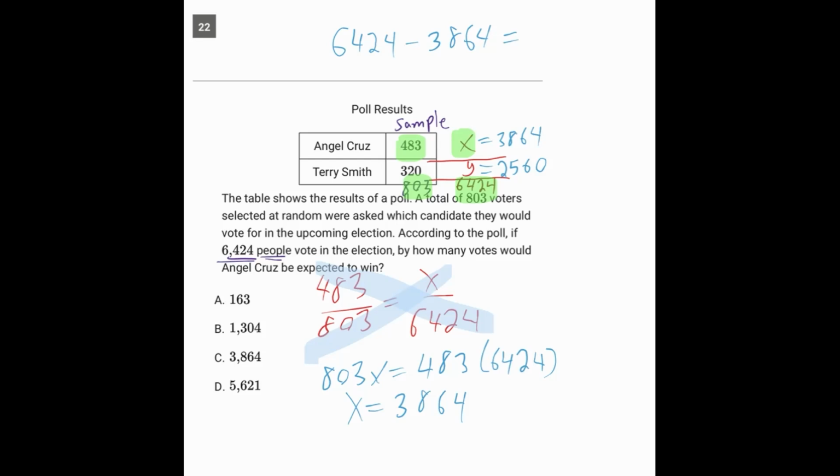So now the question is asking us, by how many votes would Cruz be expected to win? So how many more? That's the idea of subtracting. So let's just do 3,864 minus 2,560. And on our calculators, that gives us 1,304, which is answer choice B here.